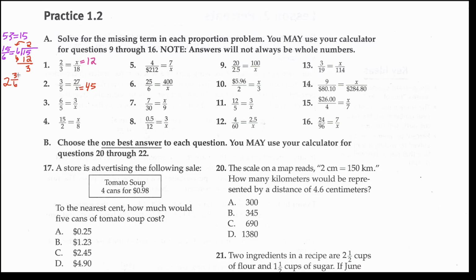Now we do know that 3 over 6 can be reduced to a lower term. So why don't we divide both numbers by 3? 3 divided by 3 is 1. 6 divided by 3, that's 2. So your answer should be x equals 2 whole and 1 half. That's your answer.